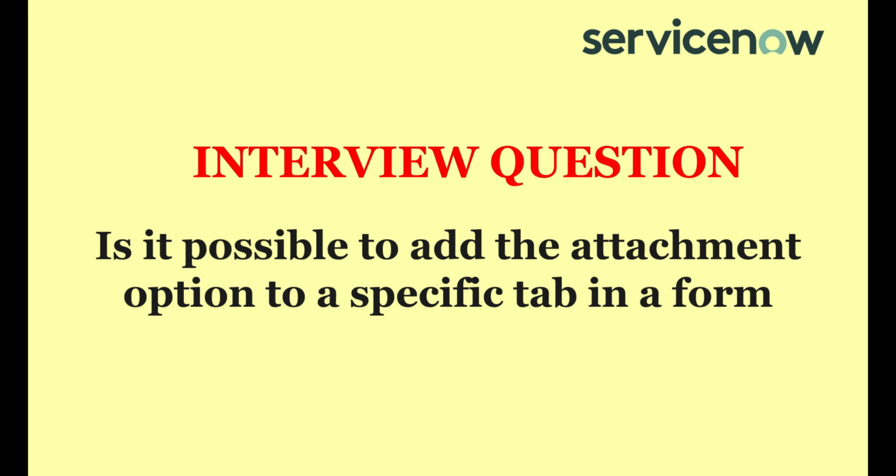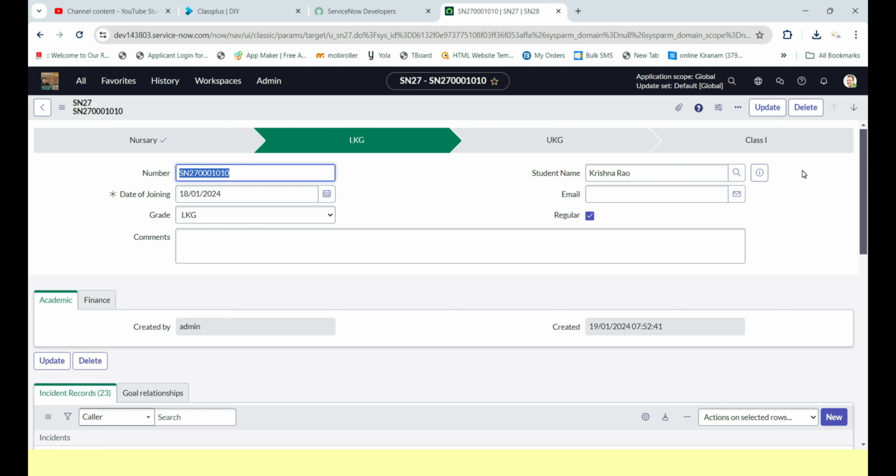How can we do it? It is not for reference to any scripting or anything. A simple configuration is available. How is it possible? One form, one table, and in that table, one record is there. Like one form is available, right? So we have academic and finance, two different types of sections available.